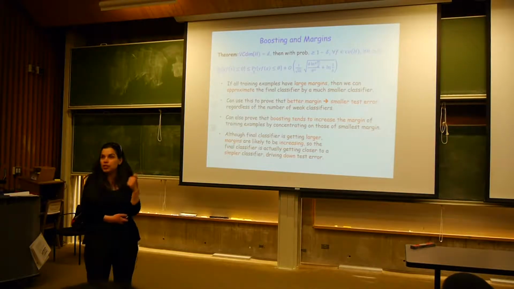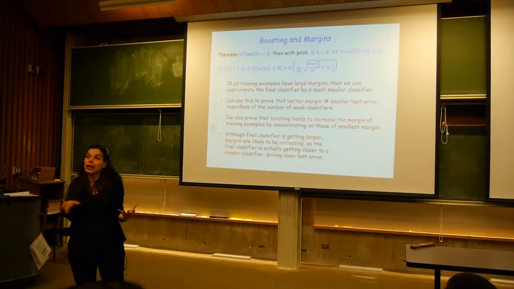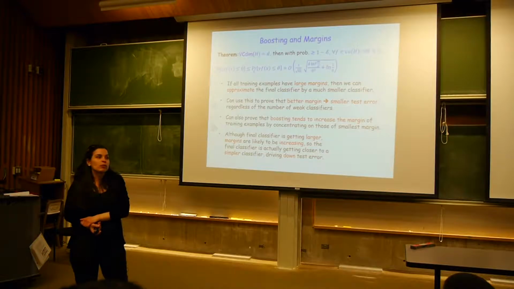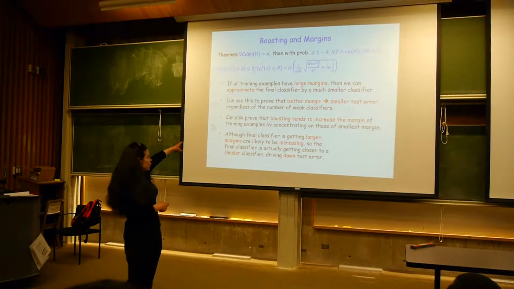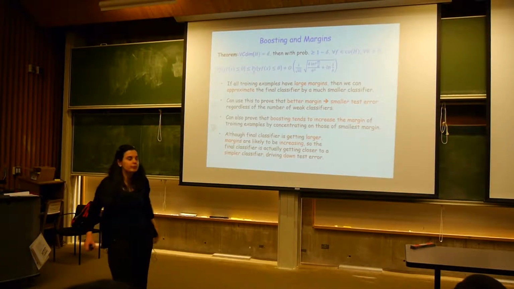I also want to mention that the original proof was based on first principles, but these days we know alternative proofs based on Rademacher complexity, which is a notion we covered when we did learning theory. But actually, I think the original one is a little bit more intuitive. So if you are curious, you should look at the original one.